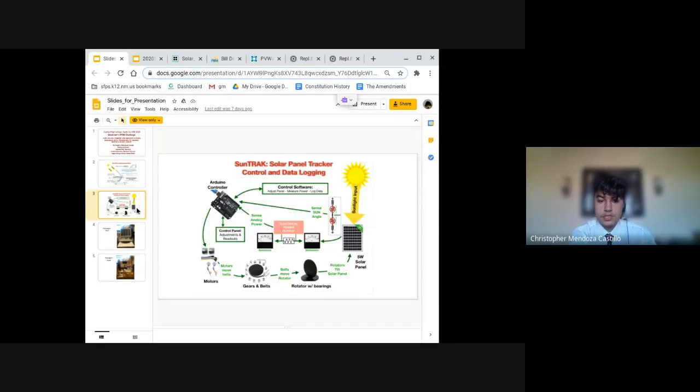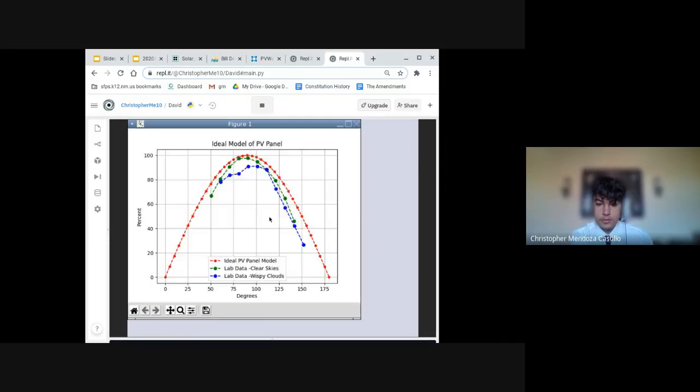This was a mini solar panel controlled by an Arduino that rotates at different angles towards the sun and outputs the amount of electricity produced by the panel. We added the lab results obtained by this prototype into this graph. As we can see, the green and blue lines show that, and the green one is when we had clear skies, and the blue one is with wispy clouds.